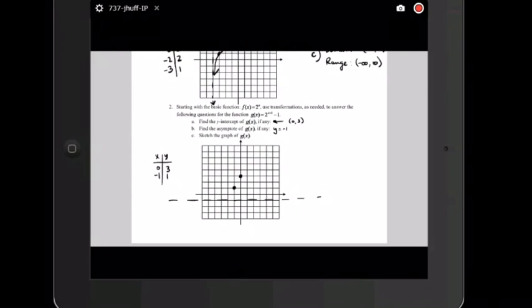Now I'm also going to plug in -2 for x. That's going to be 2 to the -2 plus 2 minus 1. -2 plus 2 is 0. 2 to the 0 is 1. 1 minus 1 is 0. So -2 comma 0.